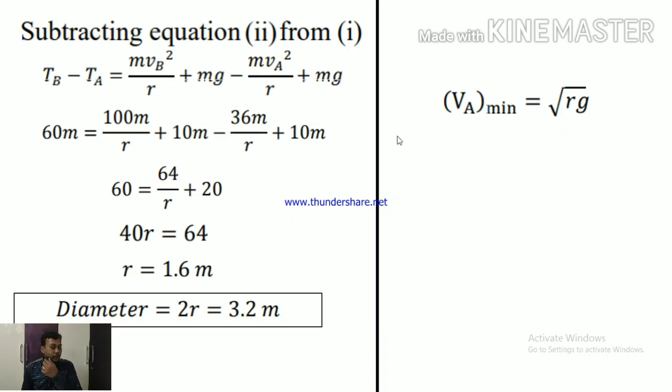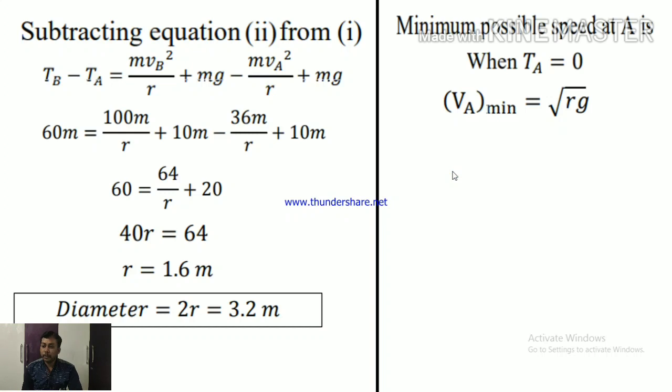Now we know what the minimum velocity is. We know the point A is the highest point and the minimum velocity in vertical circular motion at the highest point is VA minimum equal to under root RG. So our minimum possible speed at A is when TA is equal to 0, that is, tension at A is 0 at the highest point, VA minimum is equal to under root RG.